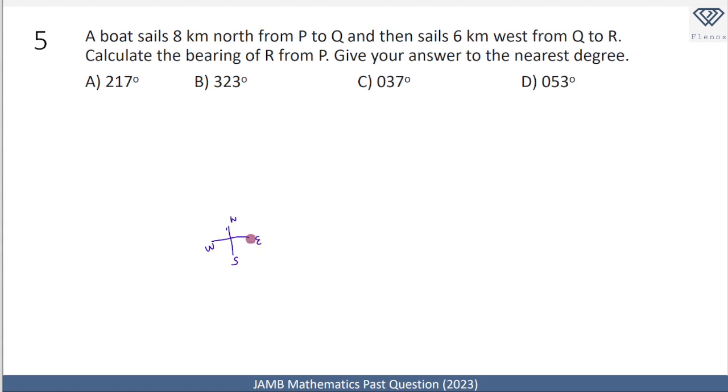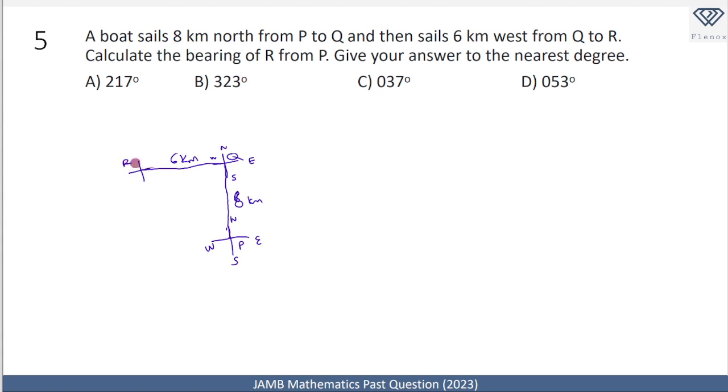Now we're told that it started from P. Let's put it over here. And it traveled north. So it traveled upwards to a point Q, a distance of what? 8 kilometers. It travels for 8 kilometers. Now when it got here, I'm going to draw my cardinal points at point Q again. You have your north, south, west, and east. But this time around, it sailed west, so it moved in this direction for 6 kilometers to a point R. So it moved to this point R.